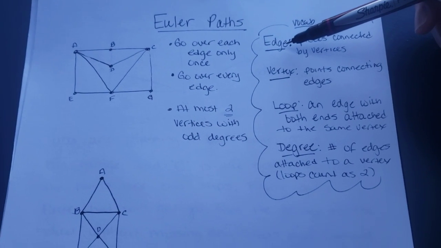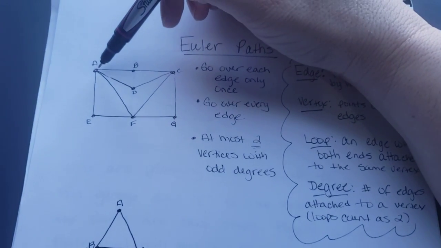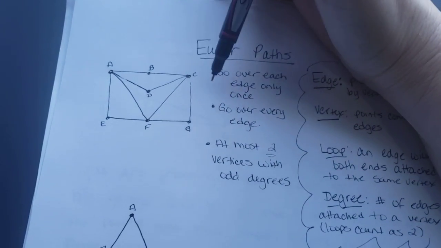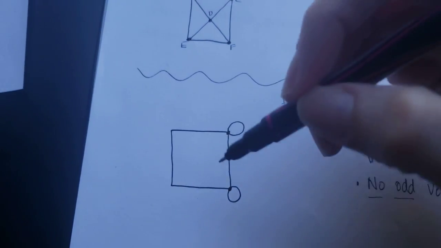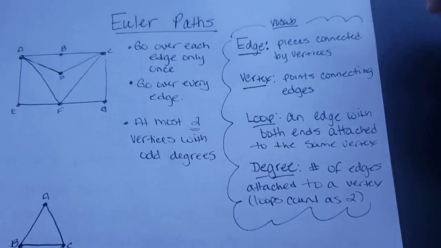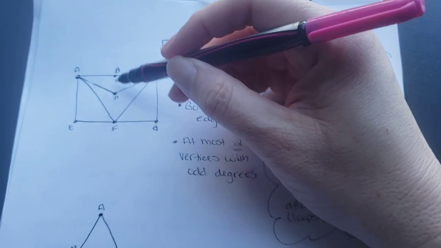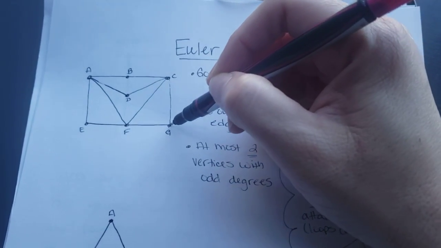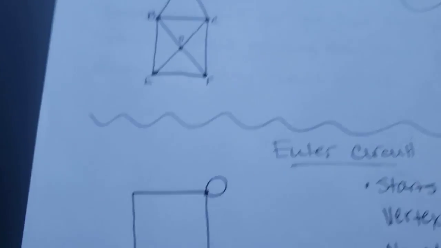So when we talk about an edge, we mean pieces that are connected by vertices. For example, from A to B is an edge. From B to C is an edge. From D to C is an edge. If we come down here to this drawing, this little circle is actually an edge. A vertex is just the point that connects the edges. There's a bunch of vertices, but C is a vertex, G is a vertex. This little point right here that I haven't given a name to, that's a vertex.